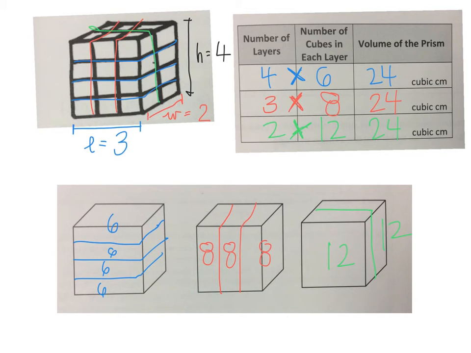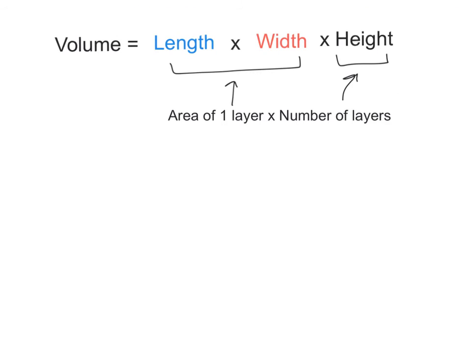Now, this brings us to the formula of volume. Let's all write down that volume is equal to the length times the width times the height. The reason this works is because when I multiply the length times the width, do I get the area, or do I get the number of cubes in one layer? And then when I multiply it by the height, is that the number of layers? Very good. So remember, we're trying to multiply the number of cubes in one layer by the number of layers.